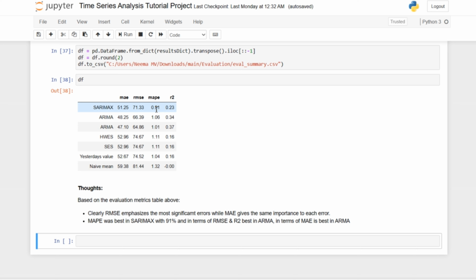And like I said, RMSE and R2 only specify errors when there is a specific or significant error happening in the model. So in terms of this analysis, I would definitely go for the SARIMA model for this objective, guys. That is all with the analysis.